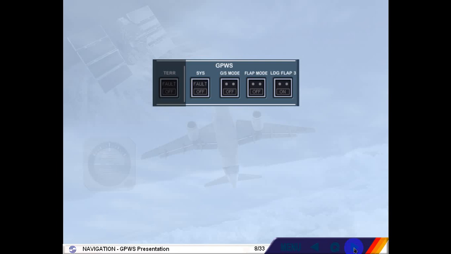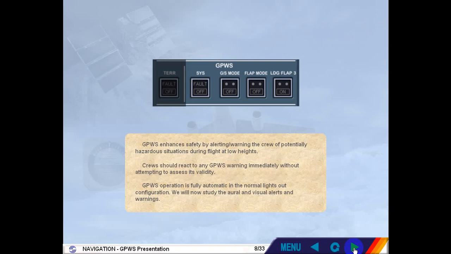Ground proximity warning system enhances safety by warning the crew of potentially hazardous situations during flight at low heights. Crews should react to any ground proximity warning system warning immediately without attempting to assess its validity. Ground proximity warning system operation is fully automatic in the normal lights out configuration. We will now study the aural and visual alerts and warnings.